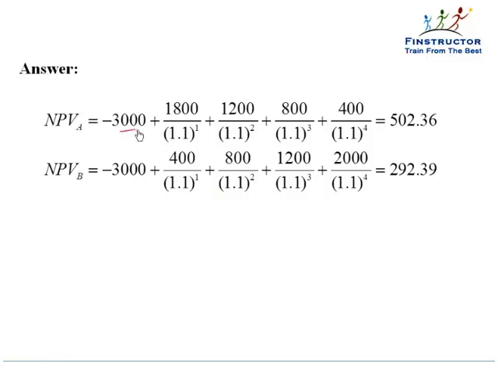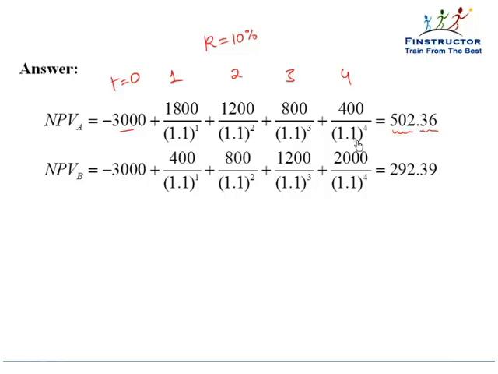So 3000 was the initial cash outlay. Year 1, year 2, year 3, and year 4. The discount rate K given in the question is 10%. So we'll be able to calculate the NPV as shown, and the figure will come out to be 502.36.